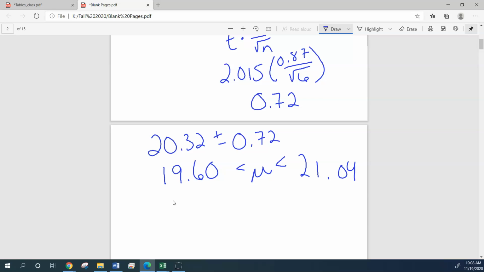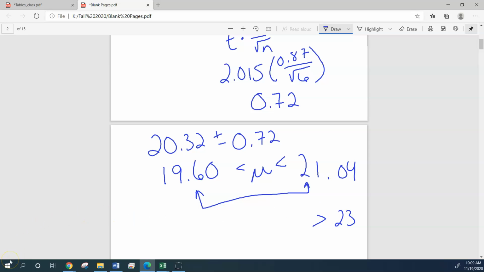Now the second part of the question was asking, based on the confidence interval, is it reasonable to believe that the mean mineral content of spinach may be greater than 23%? Well, this is telling me that the mean is between 19.6 and 21.0. They're wanting to know, is it greater than 23? Well, no. We're saying it's somewhere between here. So we can't say that it's greater than 23. So no, it is not greater than 23.